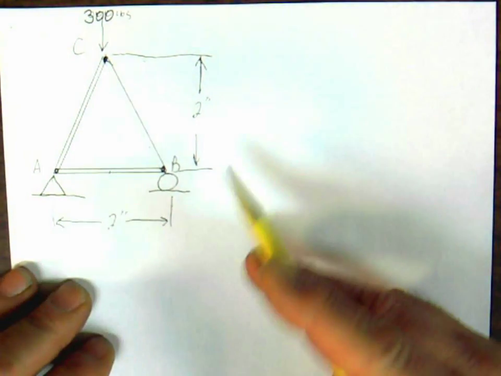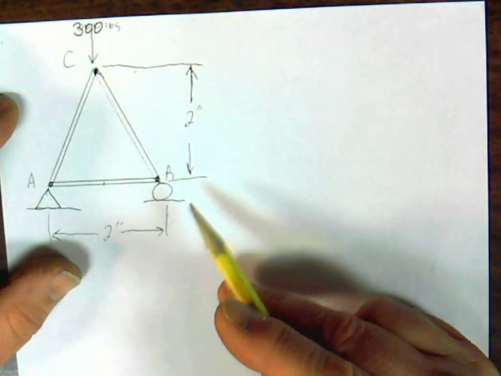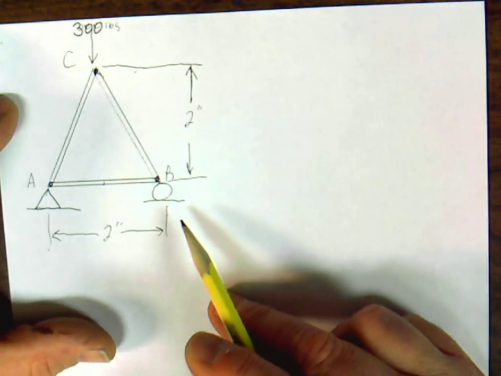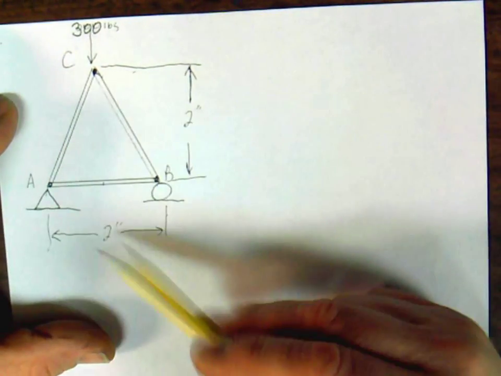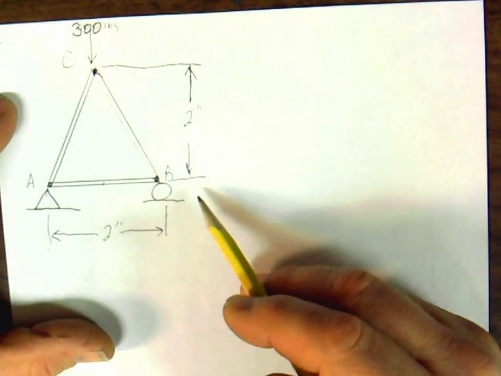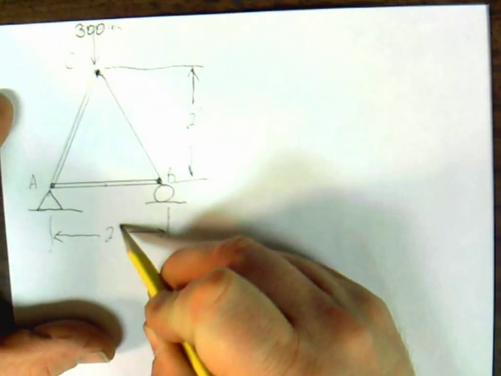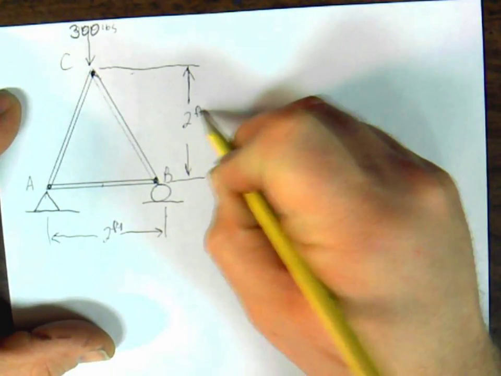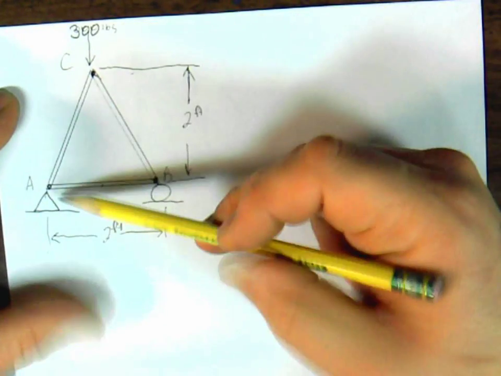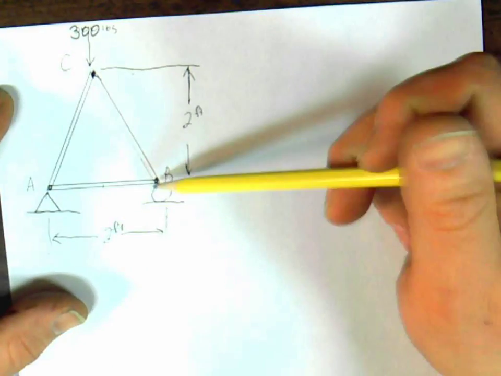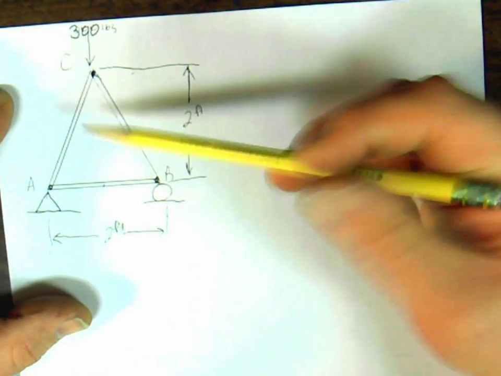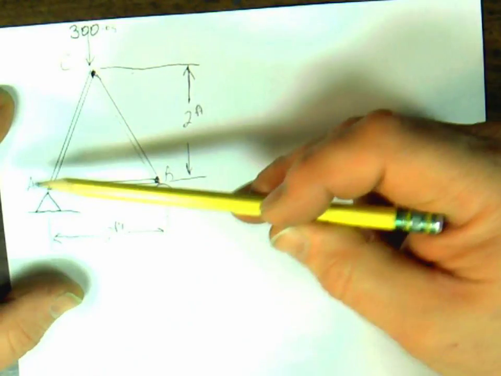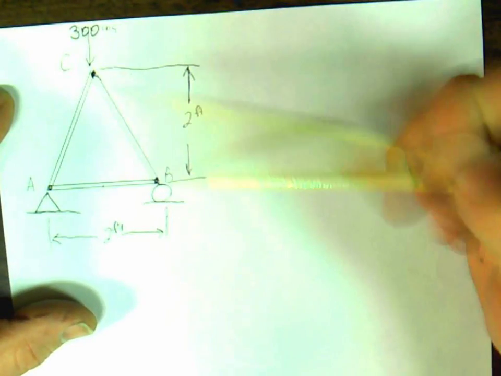Okay, so today we're going to be working on this truss problem here. It's pretty simple. We see we've got a pin and a roller. These are 2 feet apart, and we are, of course, 2 feet going up this way. We've got joints A, B, and C, which also gives us members AC, AB, and BC.